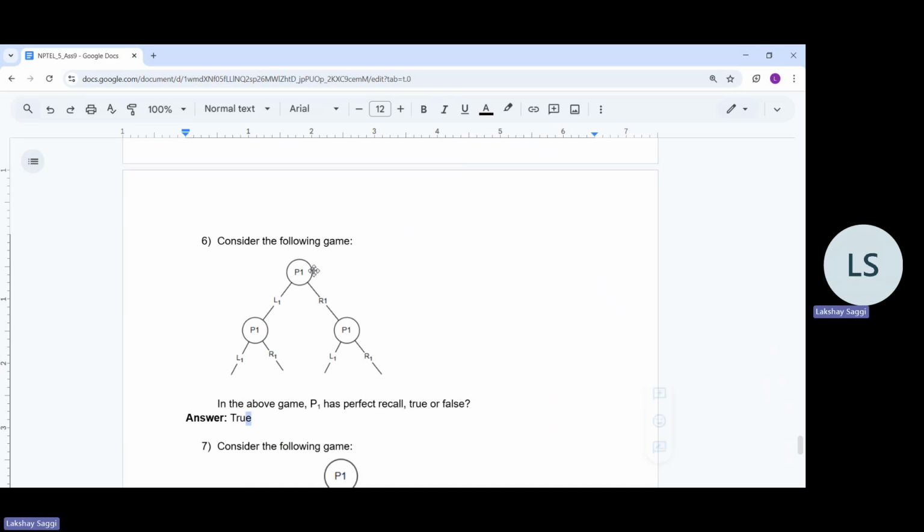True. So this will actually be true as the conditions for perfect recall are satisfied. Right.